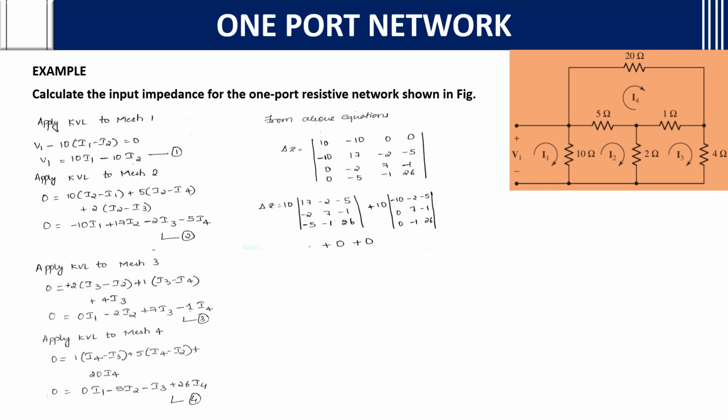Then from this, delta z needs to be written. Here, if you see, the I1, I2 components are 10 and minus 10. There is no I3, I4, so 0, 0. Then minus 10, 17, minus 2, minus 5. Then in the third equation 0, minus 2, 7 and minus 1. Then in the fourth equation 0, minus 5, minus 1, 26. Like this you will write delta z.